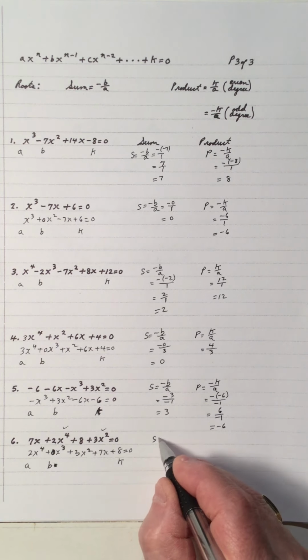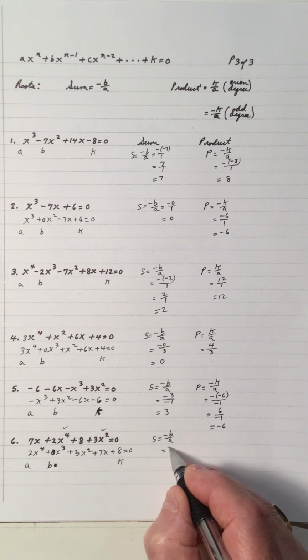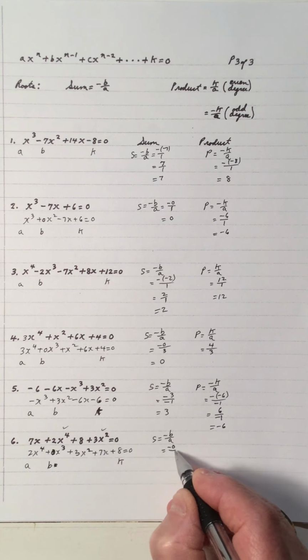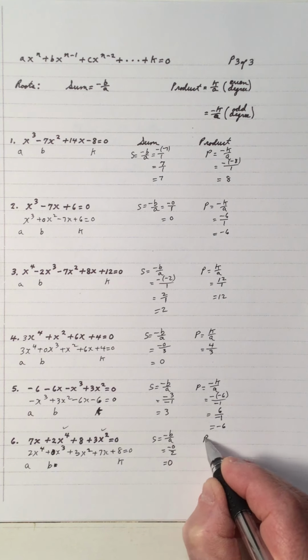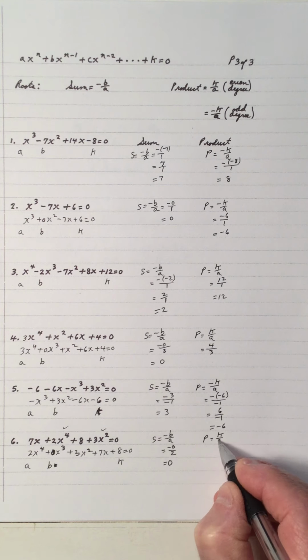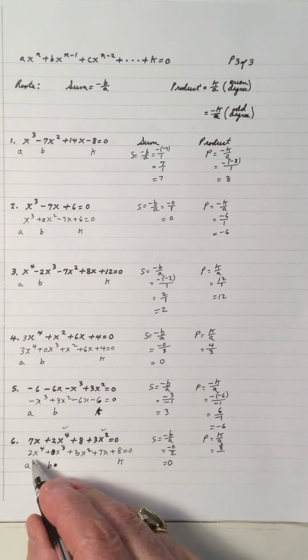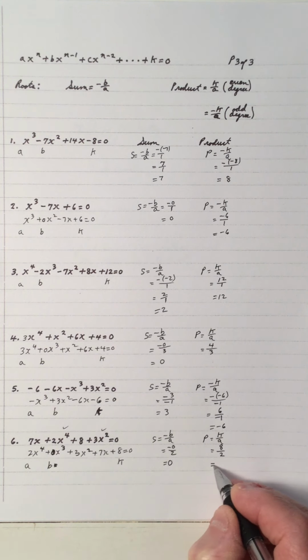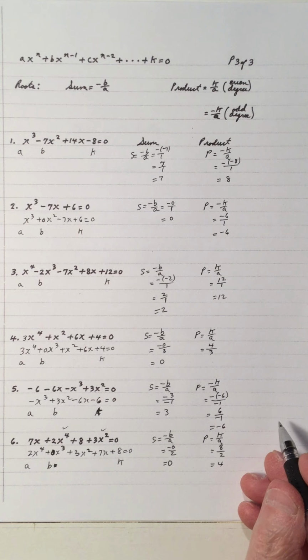Okay, so the sum is negative b over a. B is 0, so it's the negative of 0, just 0. A is 2, so the sum is 0. The product, and it's even, is k over a. K is 8, a is 2. So the product of the roots is 4. So that's doing the product and the sum of the roots.